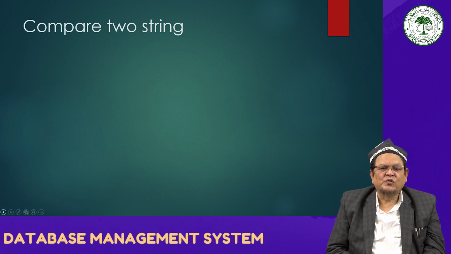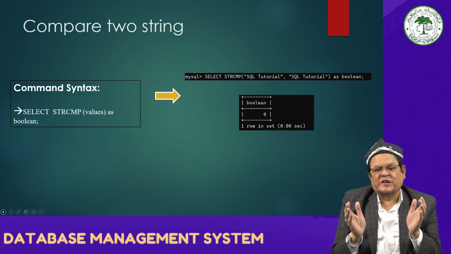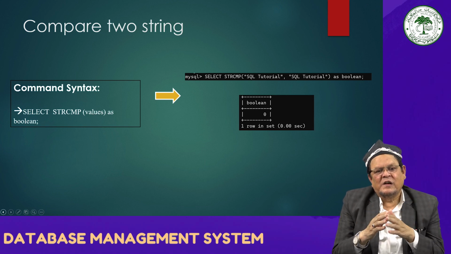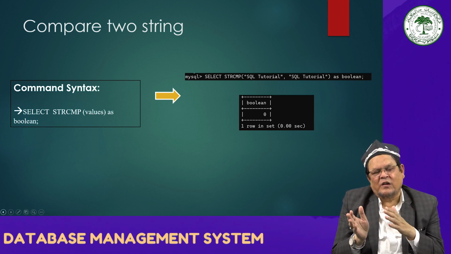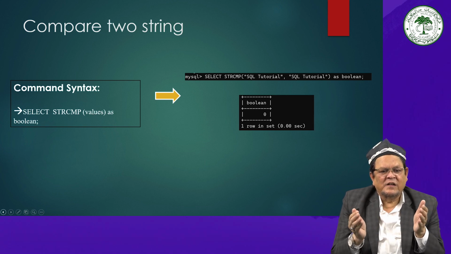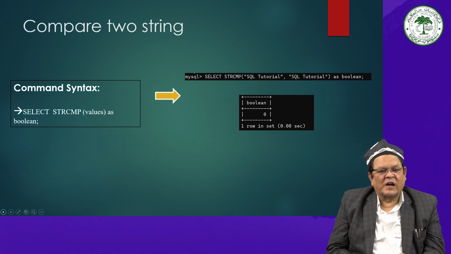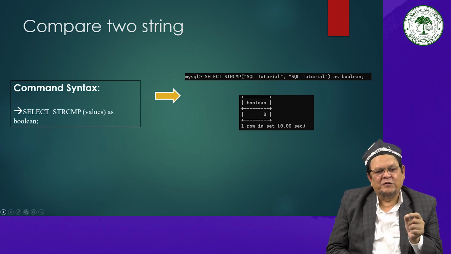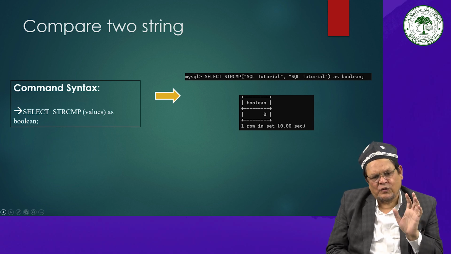Next is compare two strings. You can compare two strings, whether they are the same or not, depending on requirement. It is very helpful for comparing two strings. The command syntax is like that: select STRCMP, string compare, short form is CMP. You have to put the values within the parentheses. If it is true, it will show the boolean result. If it is not, it will show the other one.